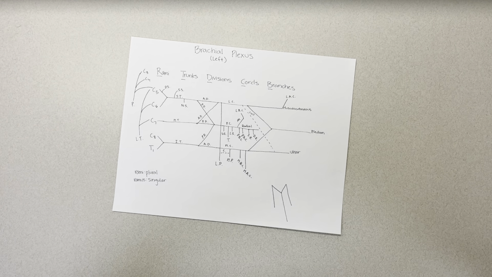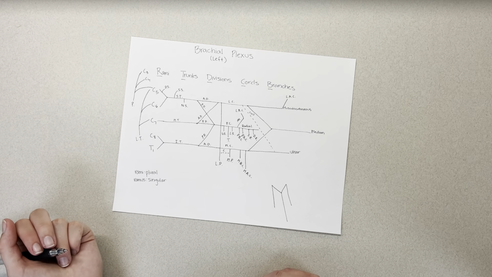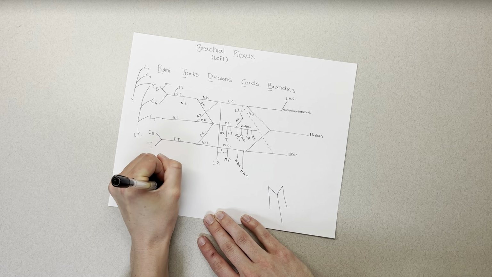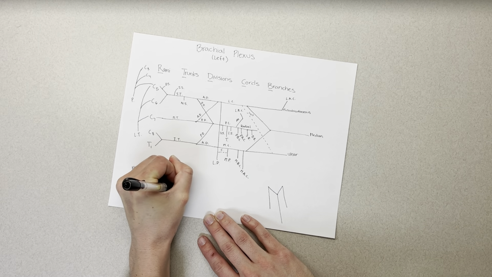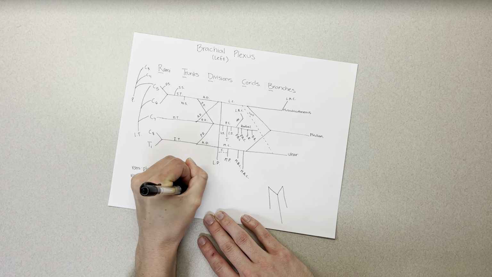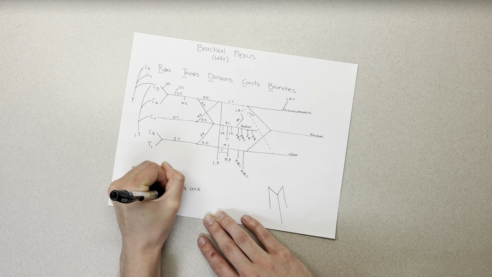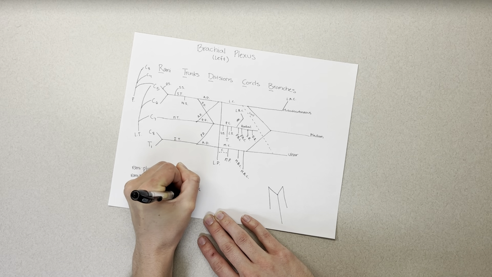All right, and then the last two nerves are cranial nerves, and these are vagus cranial nerve 10, which will go and do autonomic innervation in the thoracic and abdominal cavities, and then spinal accessory cranial nerve 11, which will innervate the trapezius and sternocleidomastoid muscles.